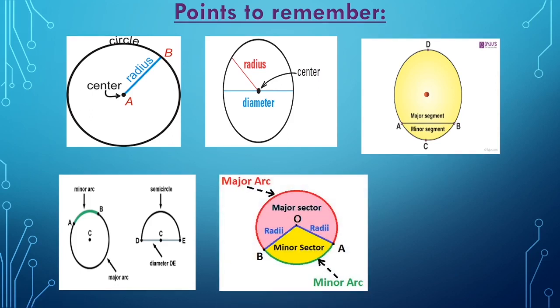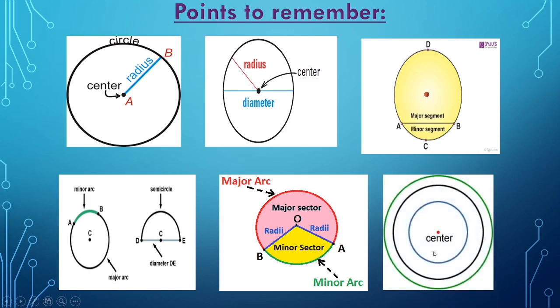Next, sector. The area bounded by an arc joining its endpoints with two radii and the center point is called a sector. Here this yellow shaded region is one sector and the pink shaded region is also one sector. And the sector which is formed by a minor arc is called a minor sector, and the sector which is formed by a major arc is called a major sector. Two or more circles with the same center are called concentric circles.